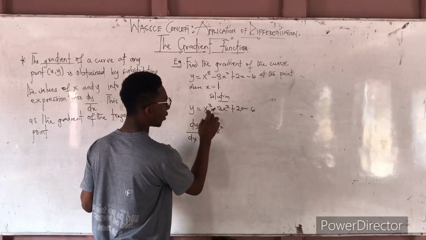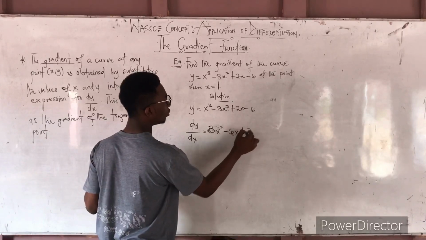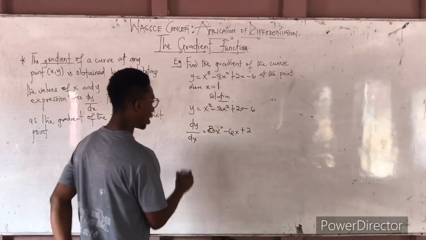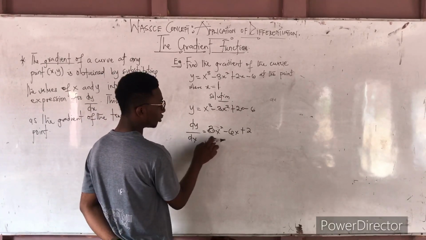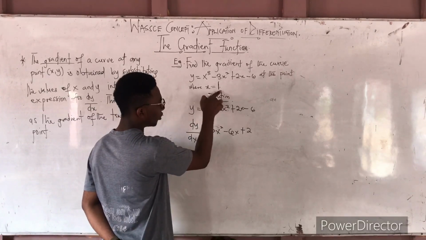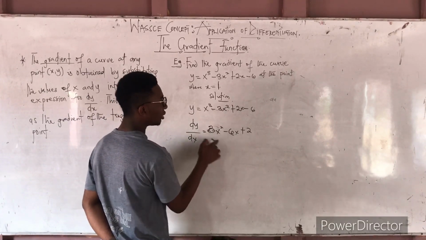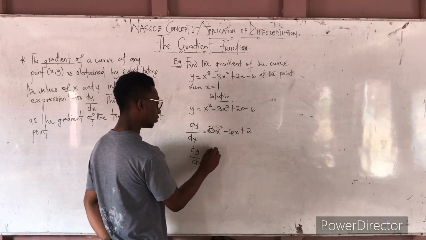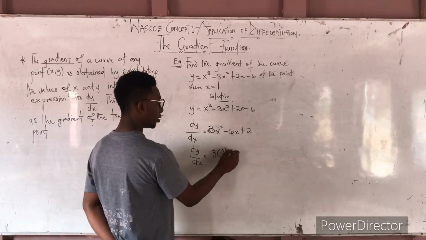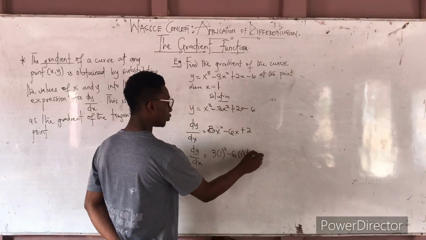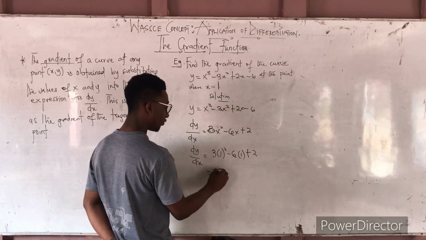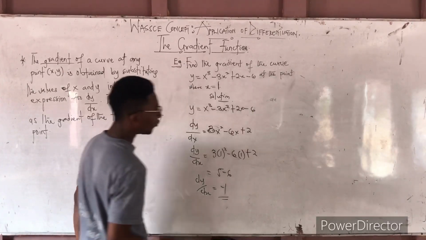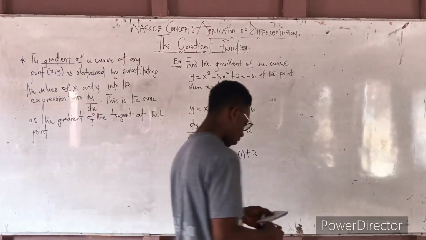3x squared minus 6x plus 2 minus 0. Anytime you find the derivative of a constant, it is 0. Okay, so now since the dy dx is equal to this, then where x is equal to 1, so wherever you see x over here, we can put the 1 there to find the gradient. So therefore the dy dx is equal to 3 times 1 squared minus 6 times 1 plus 2. And when you do this, you get 5 minus 6. So therefore, our dy dx is equal to what? Negative 1.